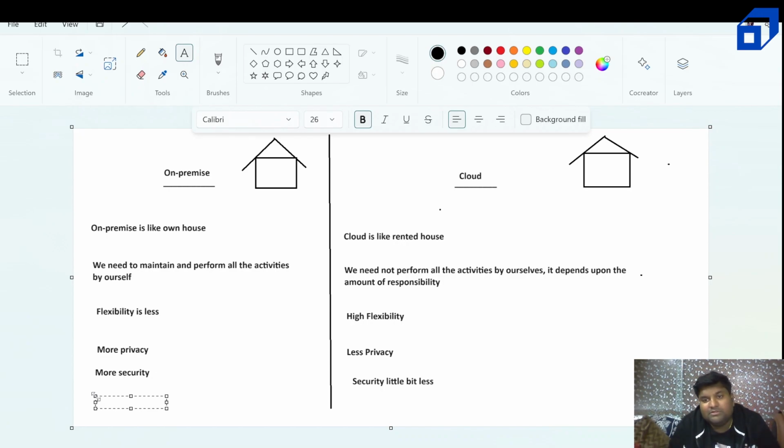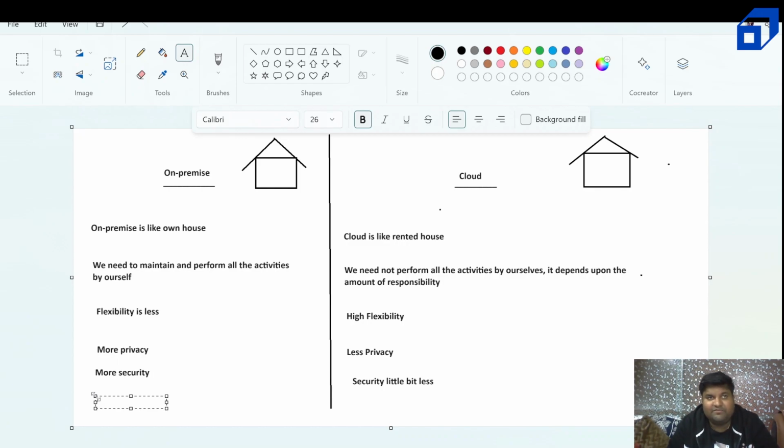Whereas in cloud, since you're staying with some other people whom you don't know, whom you don't have trust in, privacy issue will be there, security issue will be there. So that's where cloud gives you different kinds of services again. Within cloud, you have different types of cloud. Public cloud, you have hybrid cloud, and then you have private cloud.